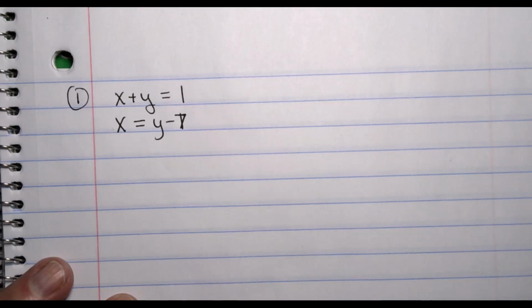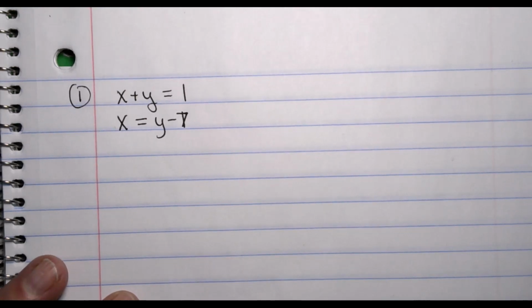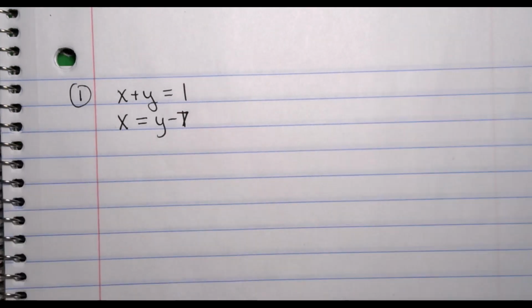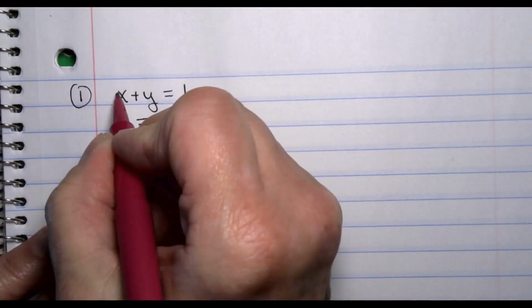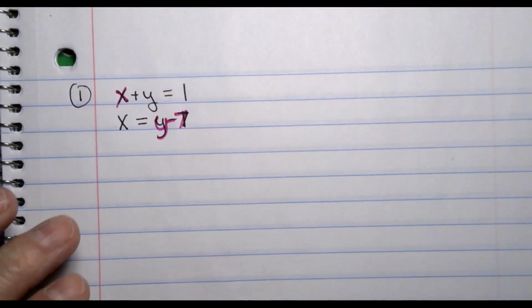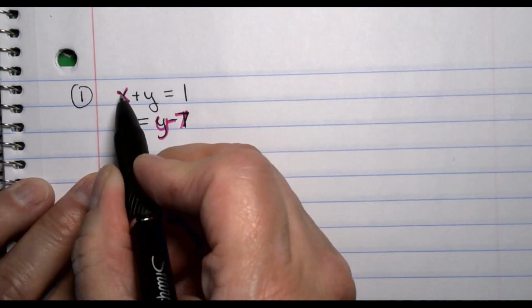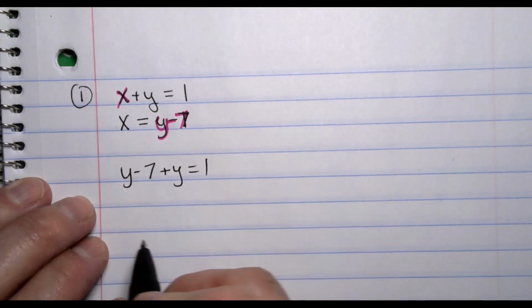Here are the 6 questions that we did in class to review for substitution, which will be on our test this week. Okay, this y minus 7 is supposed to be replacing that x right there. So that's what I'm going to do. Y minus 7 is this part plus y equals 1.